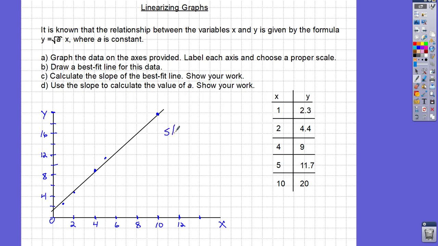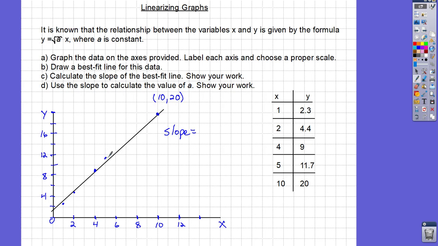So I know the slope is change in y over change in x, so I'm going to use this point, which is 10 and 20. Now you need to make sure anytime you do this that you use points that are on the line that you drew. So for example, on the AP exam, it is very common for you to have to draw a graph, and then you draw your best fit line and you find the slope of that line. So I can use 10, 20. It's a data point, but it's on the line.